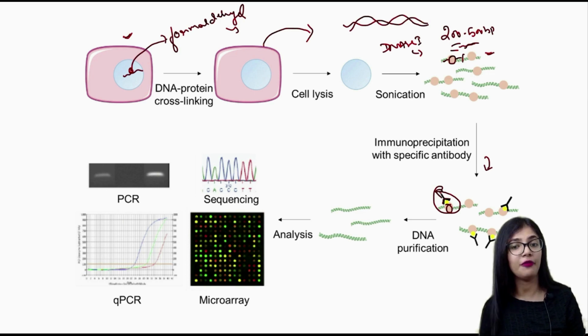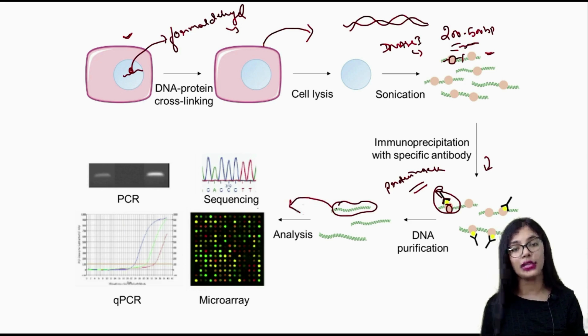Now we have to remove the proteins from the DNA by using enzymes like proteinase K. This proteinase K helps in the removal of the protein. So now we got the sequence of the DNA in which the protein was interacting. This DNA should be given for analysis, that means for knowing the sequence. So for that, we can give it for sequencing.